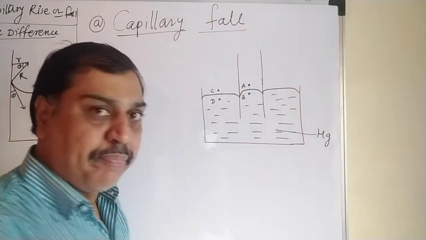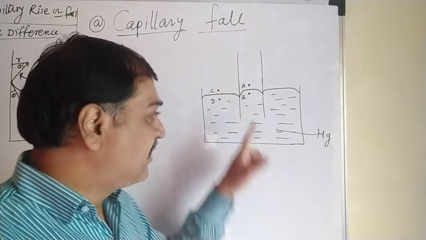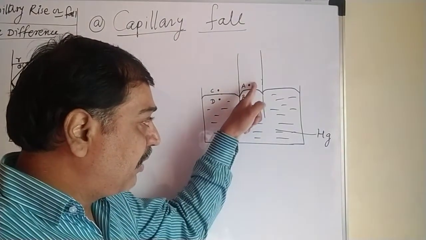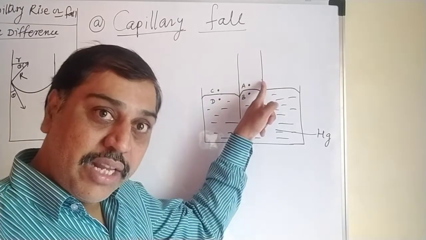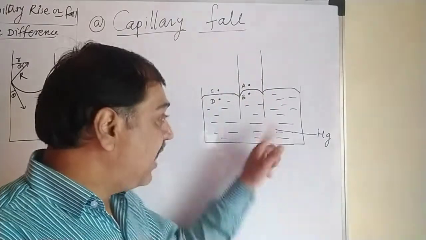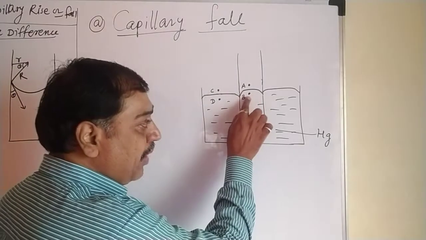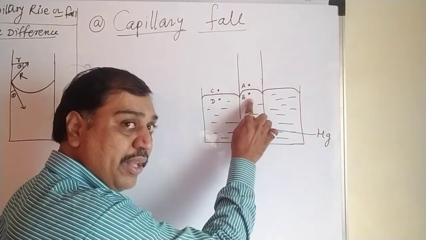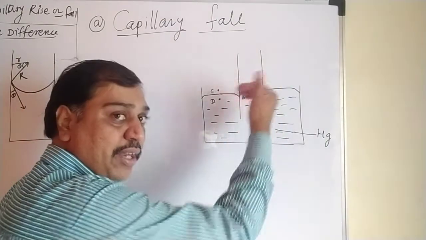Here in this case, we have considered 4 points. Point A is inside the capillary, outside the liquid, just above the liquid surface. Point B is again inside the capillary, but inside the liquid, below the liquid surface.